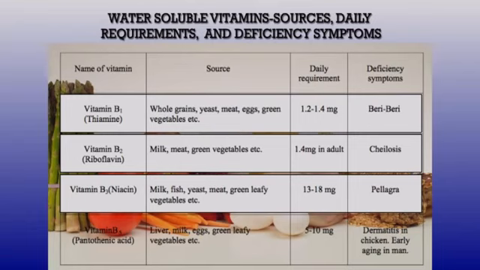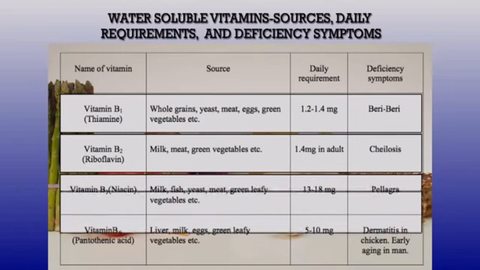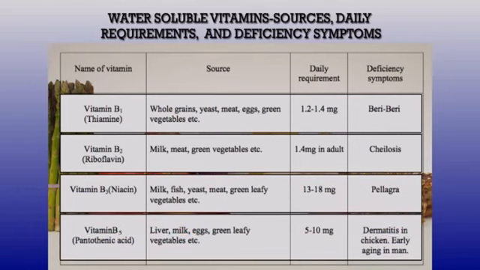Its deficiency causes pellagra. Next vitamin is vitamin B5, also known as pantothenic acid. And the important sources are liver, milk, eggs, green leafy vegetables, etc. And the daily requirement is 5 to 10 milligram. Its deficiency causes dermatitis in chicken and early aging in men.